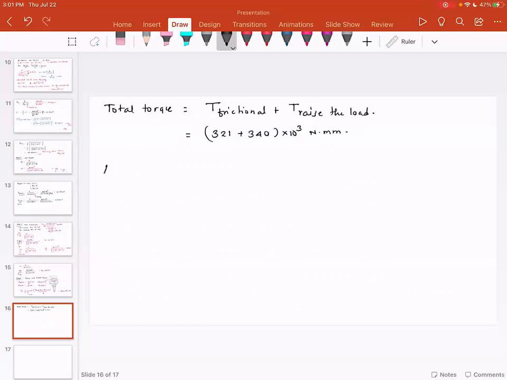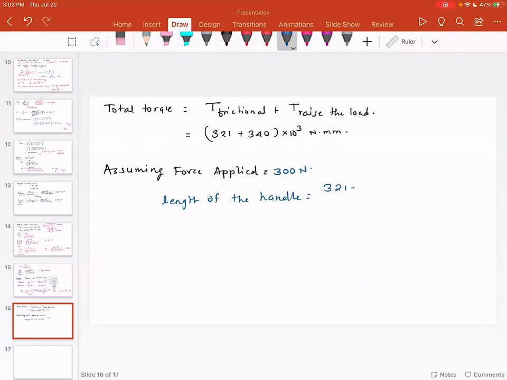And assuming the force applied is, say, 300 Newtons, the length of the handle is equal to (321 plus 340) times 10 to the power 3, divided by 300, which is about 2200 millimeters. Now some of you may say this looks like a very long handle, and that is true.